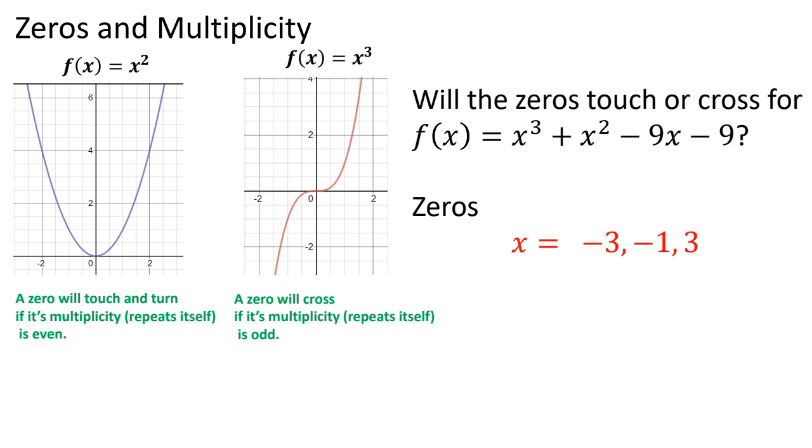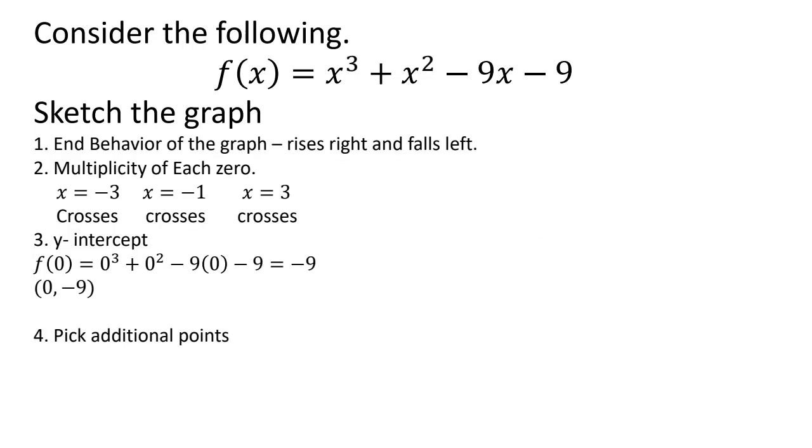Okay, here are my zeros. So I have these 3 zeros. None of them are repeated an even number of times. Therefore, my zeros are going to be crossing. Okay. And then last, the y-intercept, as I mentioned earlier, we let x equal 0 and solve for y. So we get -9. So that's going to be your y-intercept.